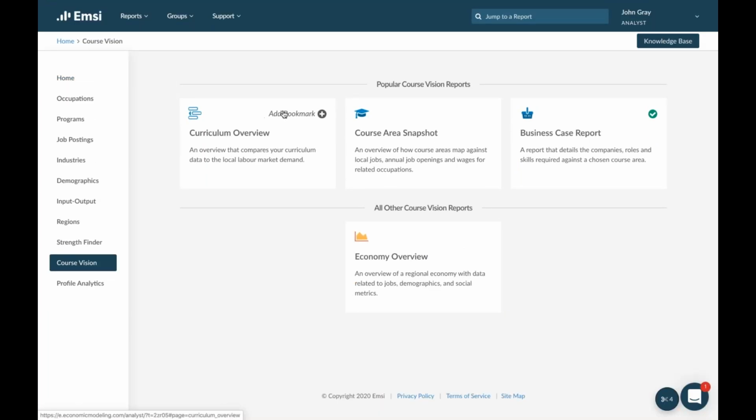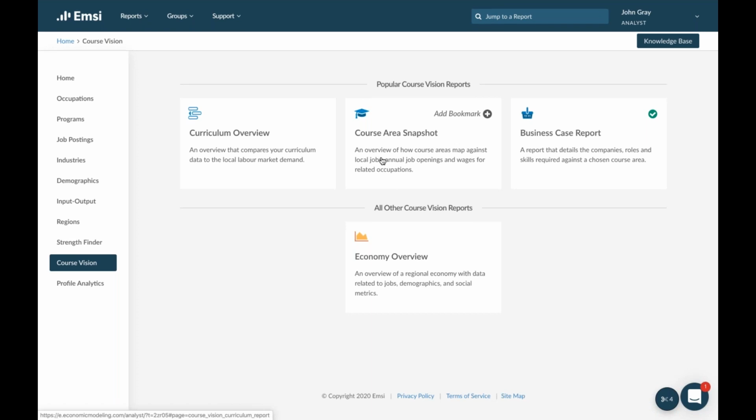So here now you'll see that we're in the Course Vision tool. And if you put this report, the economy overview, on the left-hand side, so the reports were in a straight line, that's what we would have had on that PowerPoint slide a few moments ago. So economy overview, curriculum overview, course area snapshot, business case report, and we're going to go through those in that order.